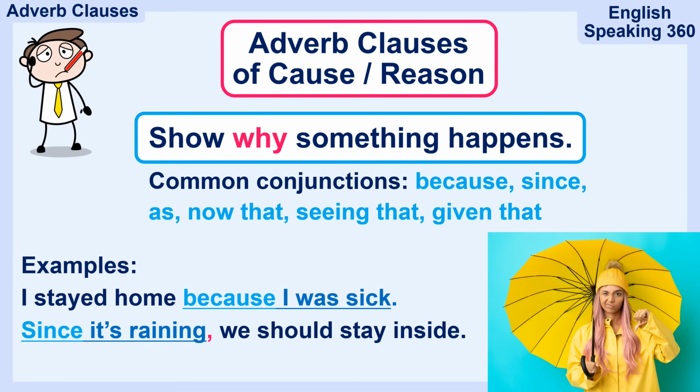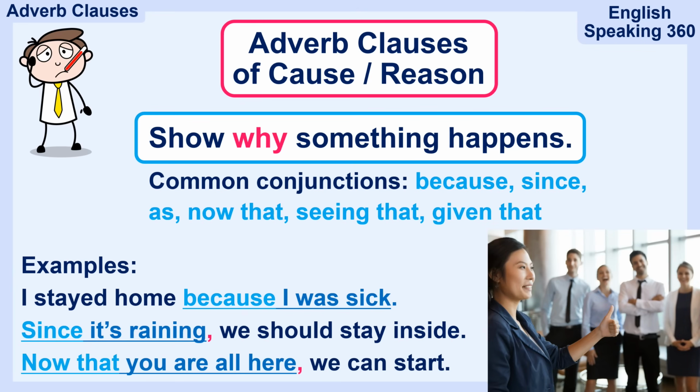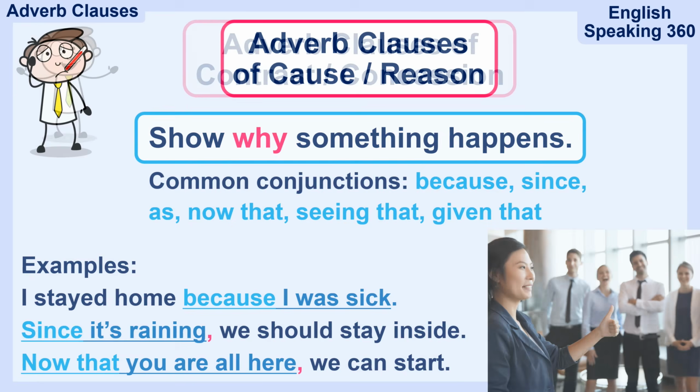Did you notice the comma here? Since it's raining, comma. Why is there a comma? Because the adverb clause comes first. Now that you are all here, we can start. You know, before you start a meeting, you have to wait until everybody is there. Oh, now that you are all present, we can start the meeting.